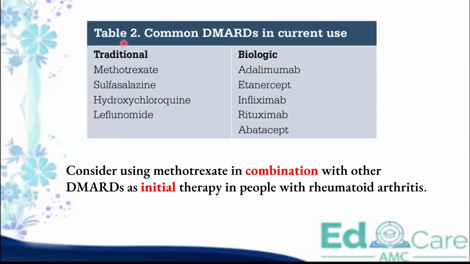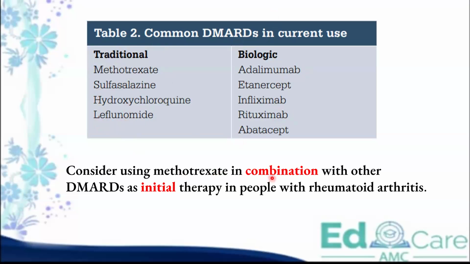For DMARDs, just have an idea about the names, right? These are the monoclonal antibodies. MAB is monoclonal antibody. So those are the biologic agent DMARDs. These are the traditional DMARDs: methotrexate, sulfasalazine, HCQ, and leflunomide. So these are commonly questioned.